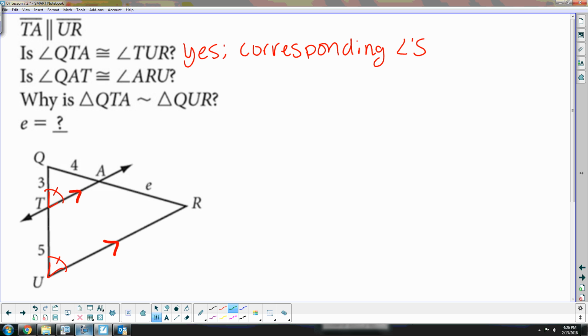Now let's look at the second question. Is QAT, so is this angle, congruent to ARU? This angle? Yes. They are congruent because they are also corresponding angles.